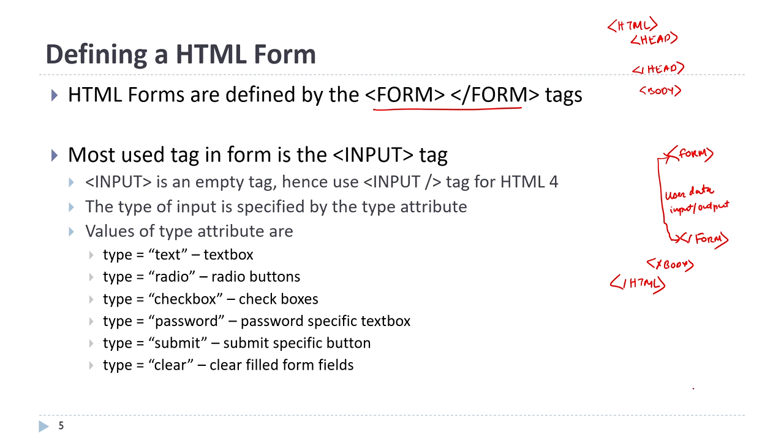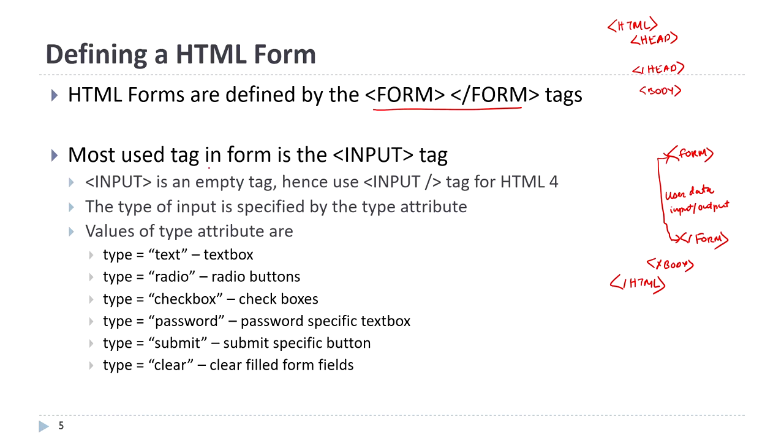Okay. So, whatever is enclosed in that, the minute HTML sees it, HTML knows that, okay, user is going to provide some data and I need to have a mechanism to capture it. The most used tag in the form element is the input tag. An input is an empty tag. Empty tag means it does not have a pair, it is only just one tag. So, typically for HTML4 onwards, use the input/ option. And the type of input is specified by the type attribute of the input.